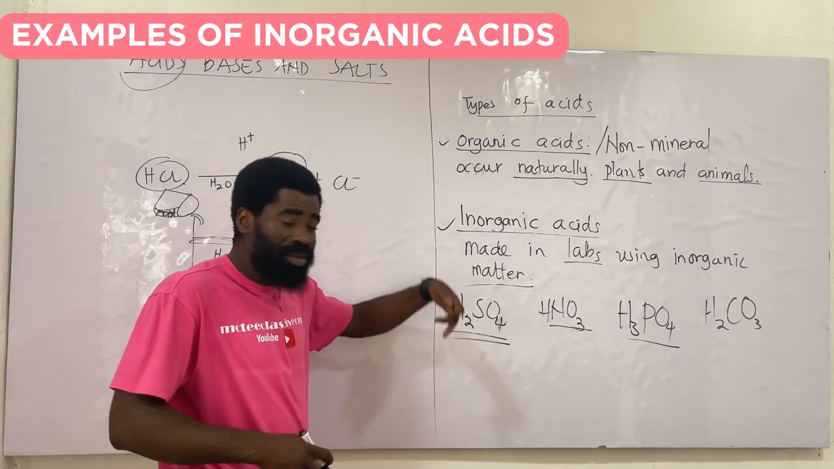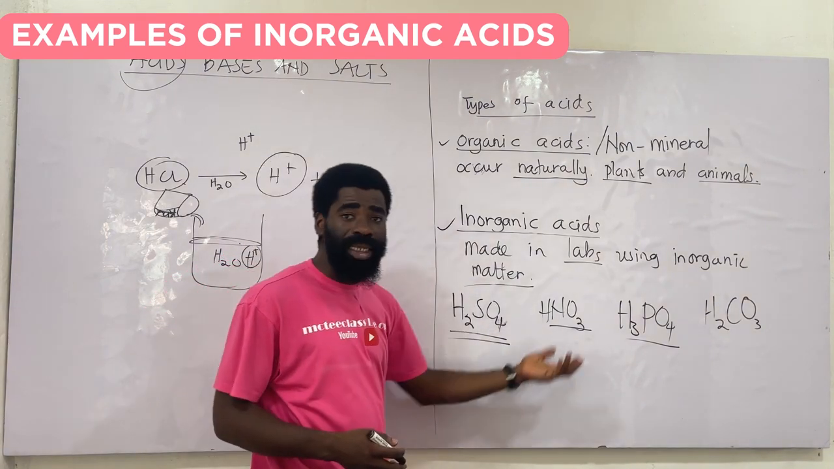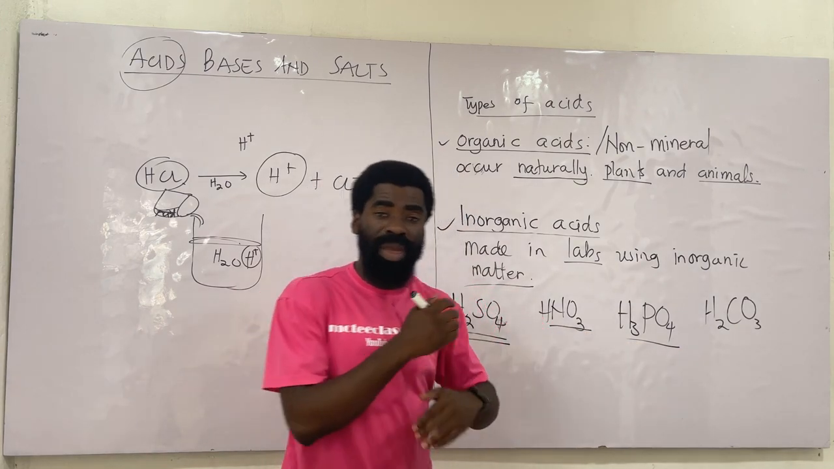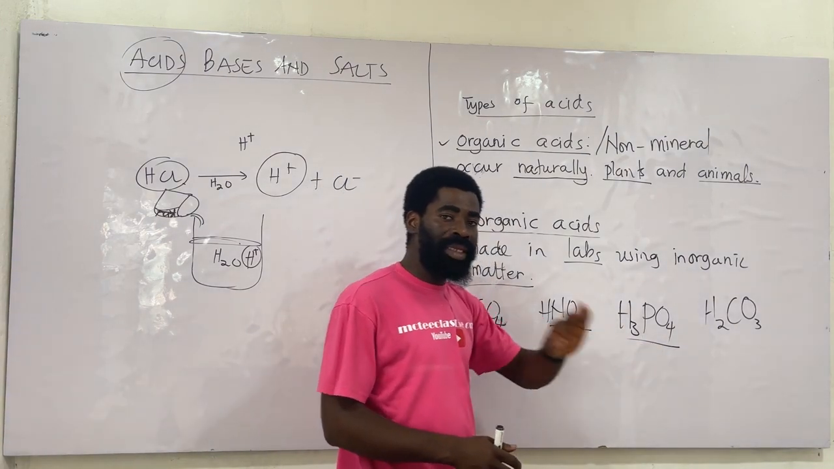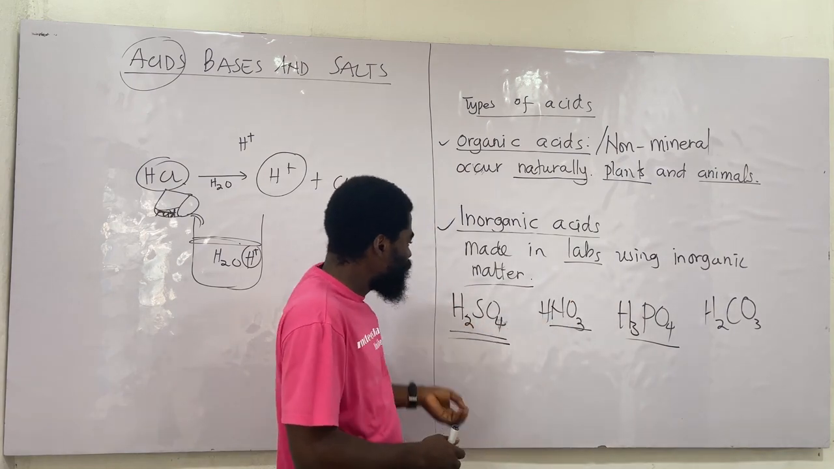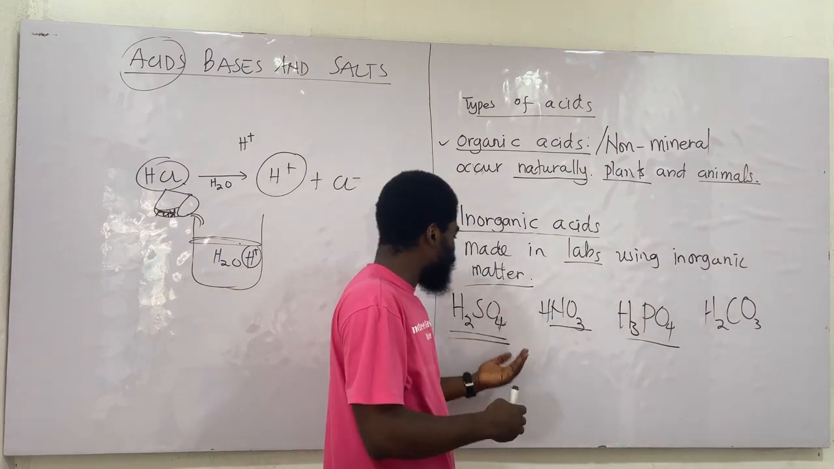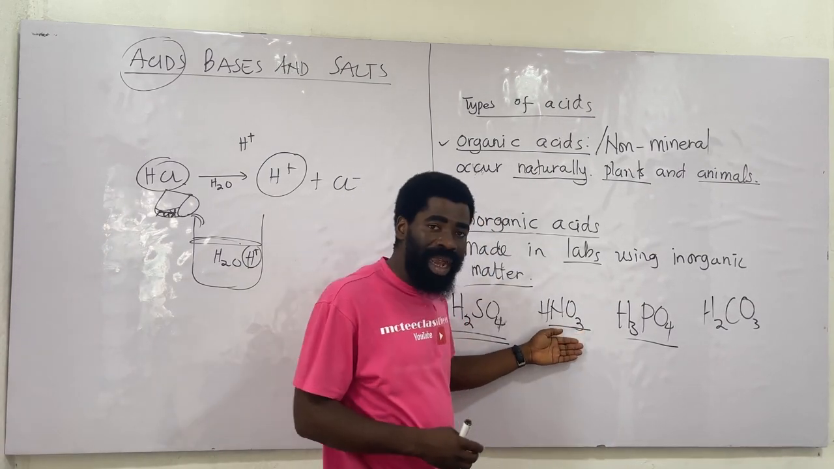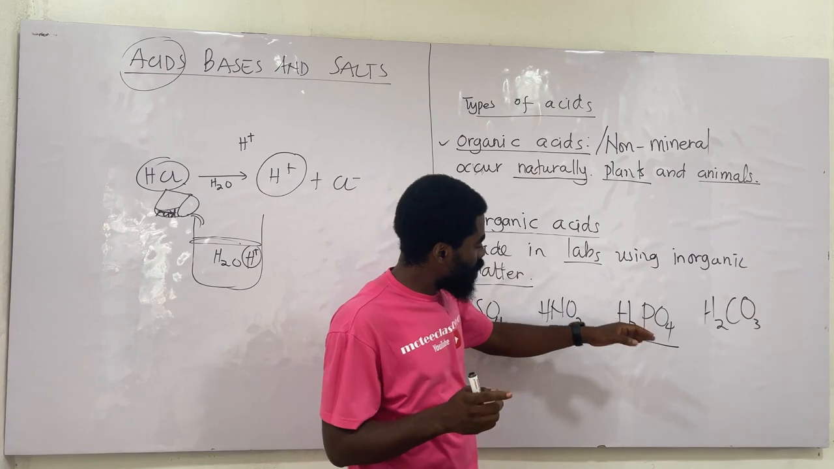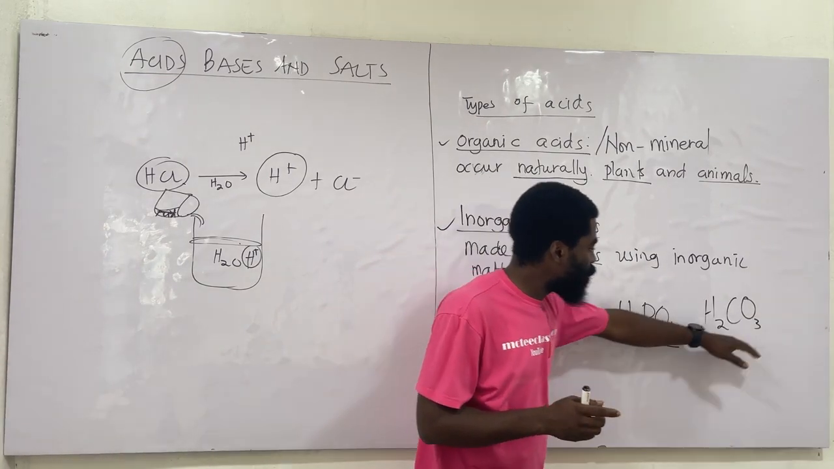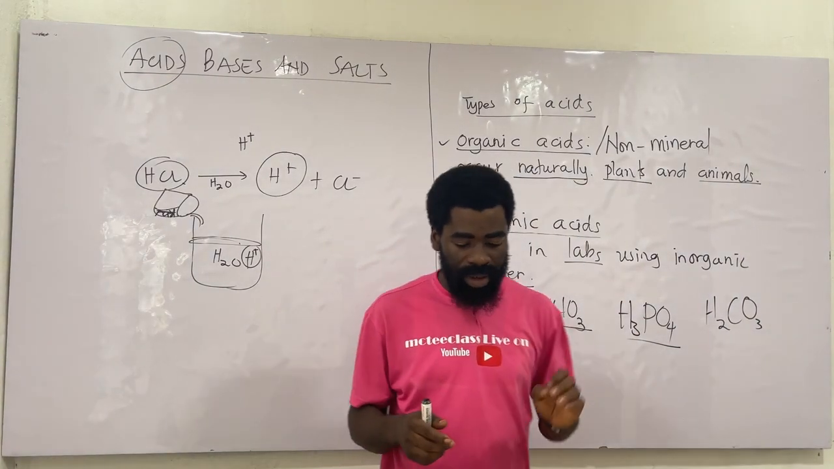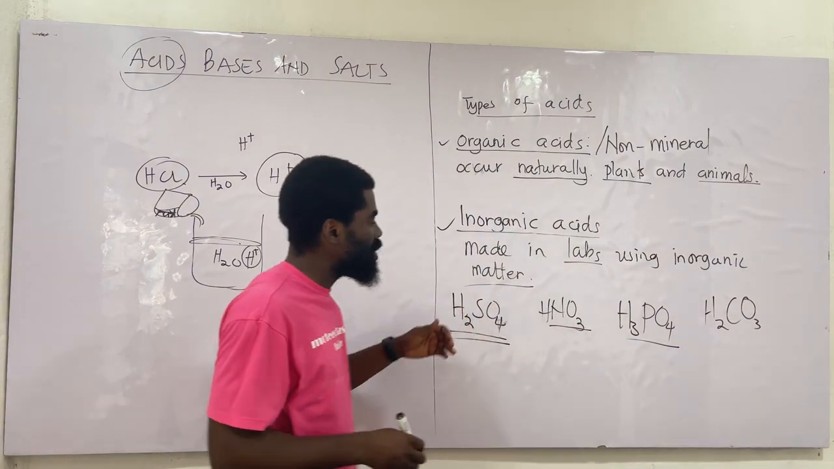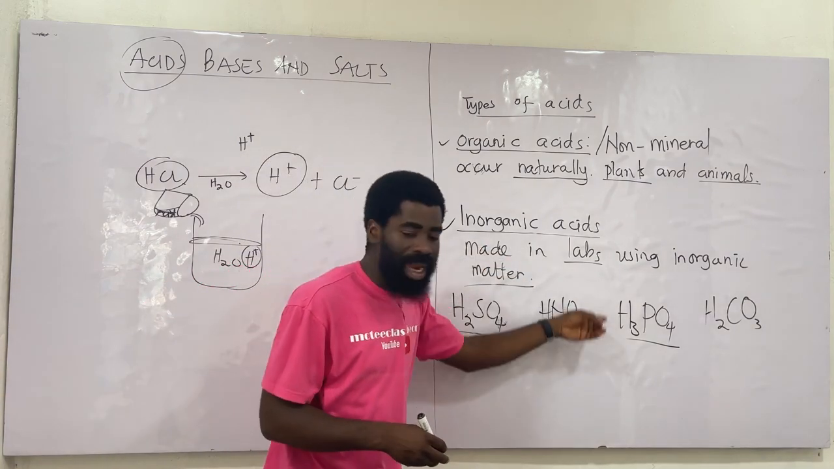If you're asked to give examples of acid, examples can either be organic or inorganic, so you mention any of these. But if your question was specific, asking for examples of inorganic acid, then we go with sulfuric acid, H2SO4, nitric acid, HNO3, phosphoric acid, H3PO4, and carbonic acid from carbonate. I hope you understand what I'm saying here. So these are the examples of inorganic acids.